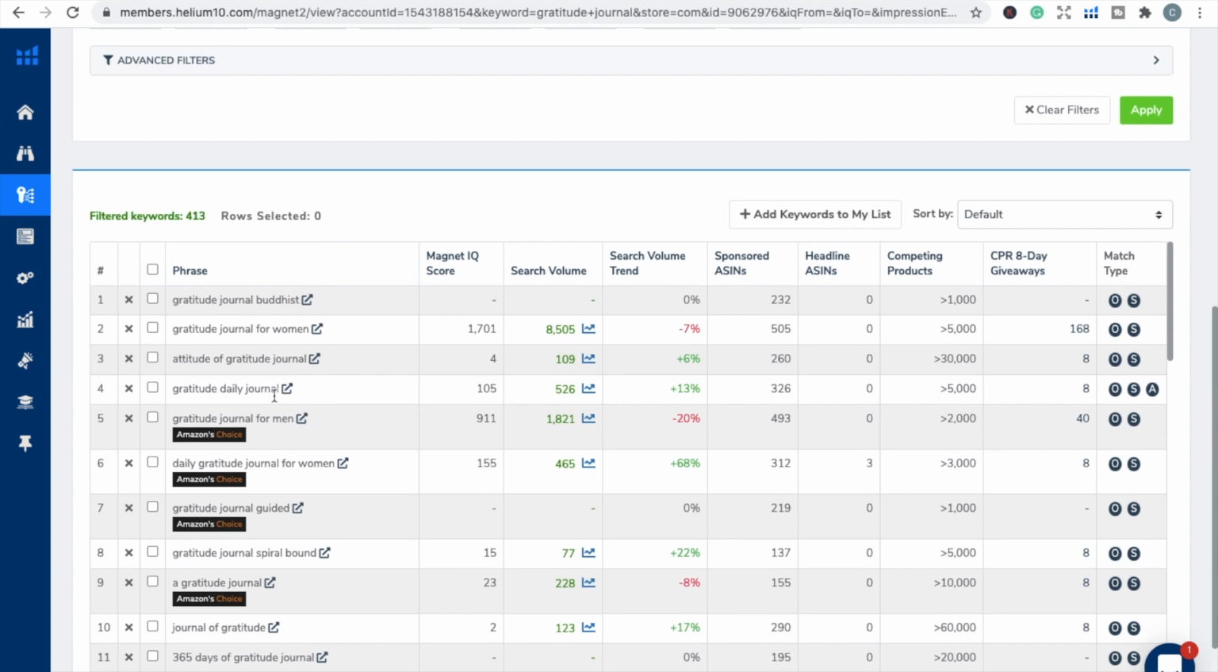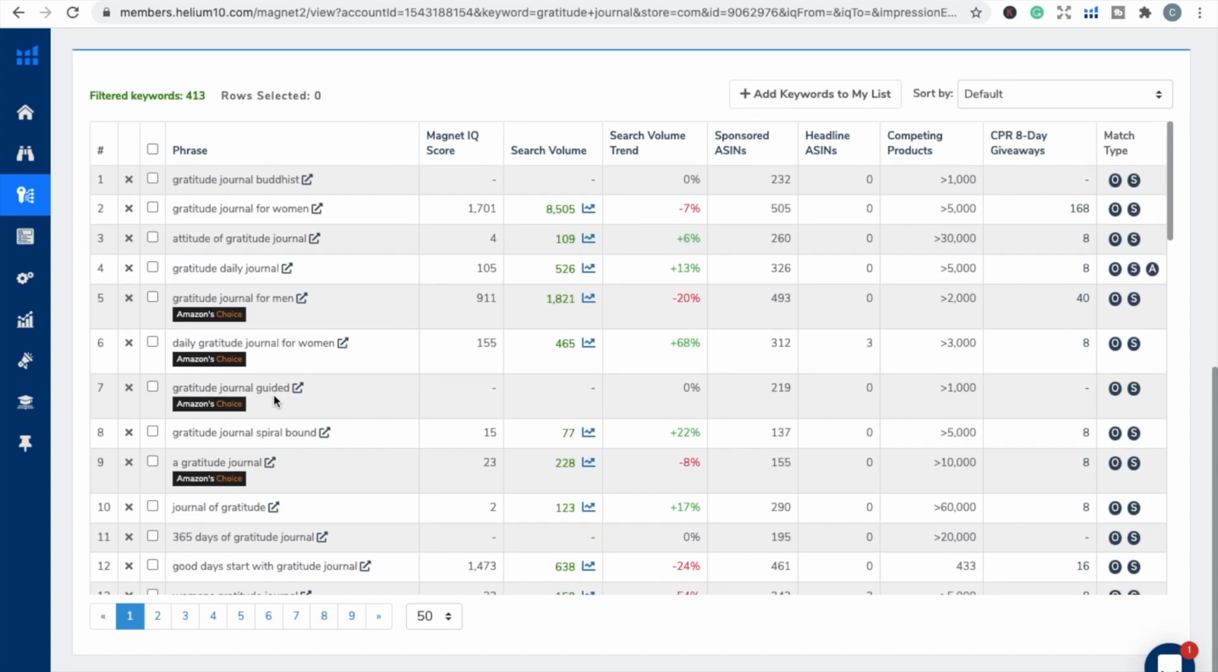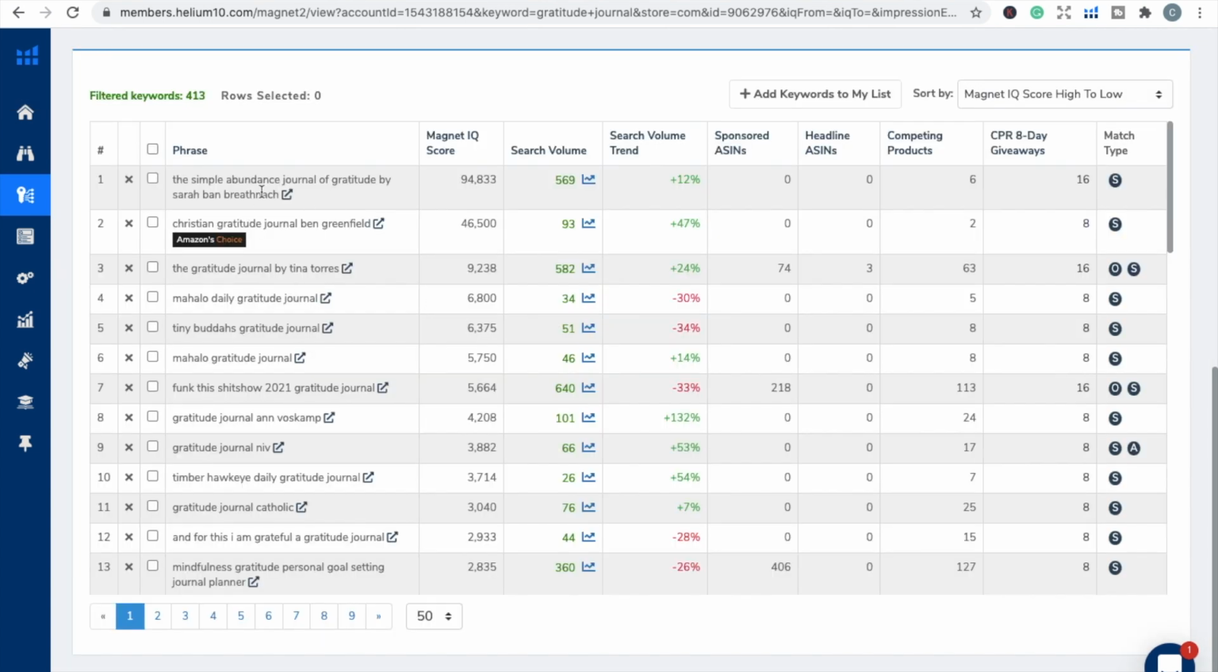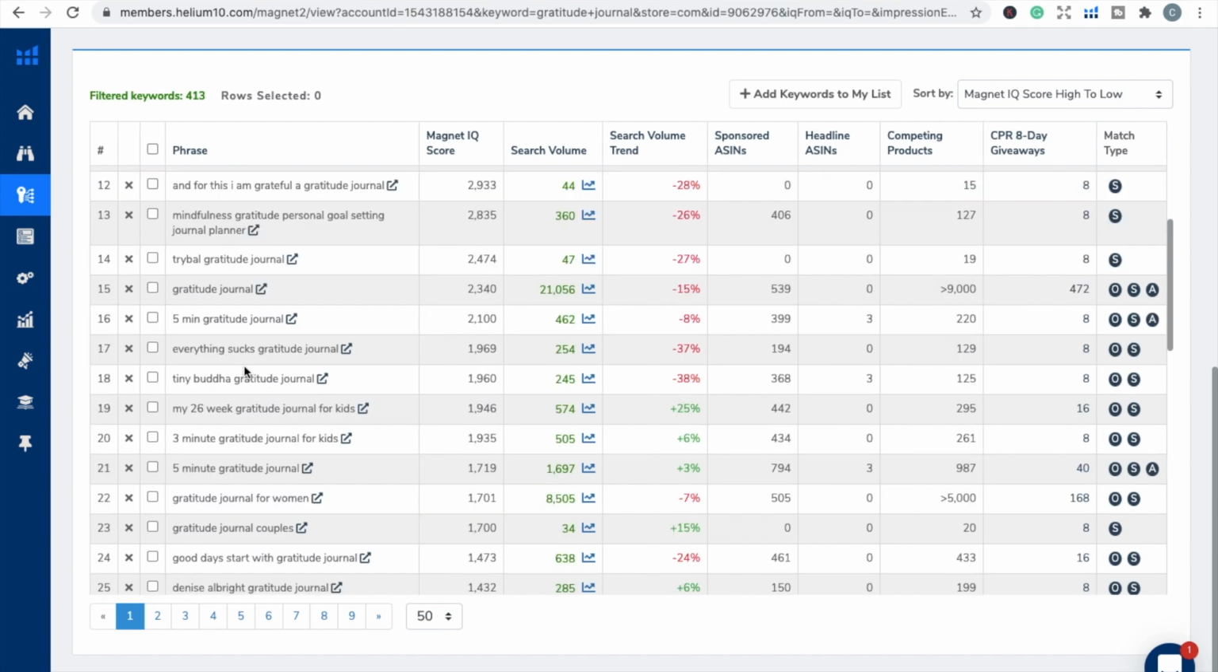But it gives us over 400 different combinations that this keyword has been used for. Gratitude journal Buddhist, gratitude journal for women, gratitude daily journal, journal of gratitude, and for each of them it's showing the search volume, the competing products. It also has an IQ score similar to the Cerebro IQ score, so you can see which keywords have the high search volume but low competing products. You can even sort high to low. Now again, things with author names or brand names or trademarked phrases can't be used in your listing, but are all good to go in your ads if you are doing a manual keyword ad. So that's pretty cool, right?